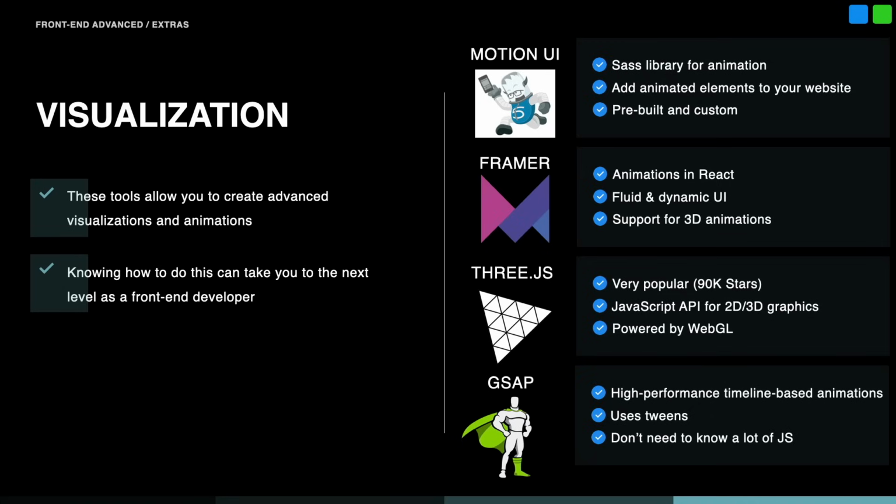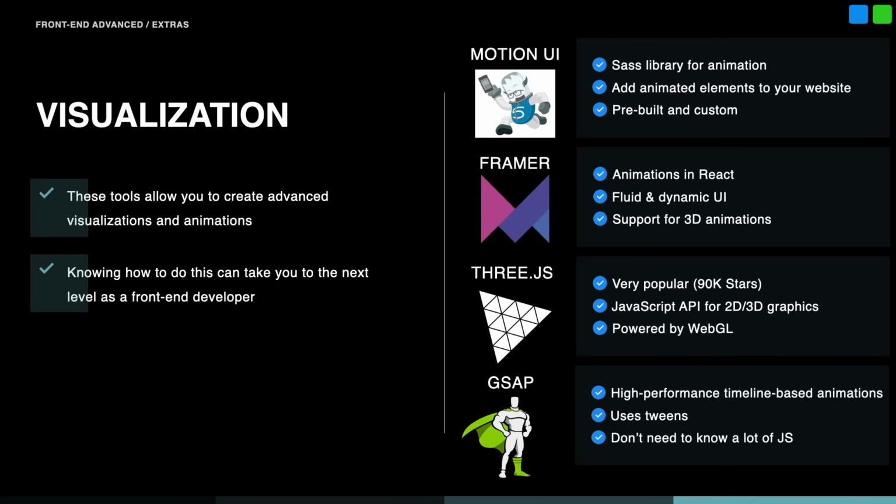So first we have Motion UI, which was created by a company called ZURB. They also created the Foundation CSS framework. So Motion is a Sass library for creating transitions and animations, and you can add dynamic motion to various elements on your website, including things like buttons, navigation, menus, etc. And the library includes a wide range of pre-built animations and effects, as well as tools for creating your own.